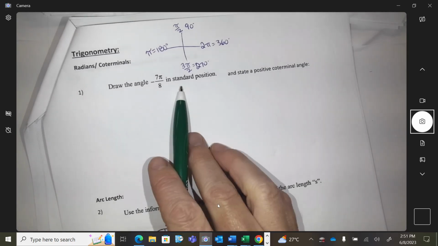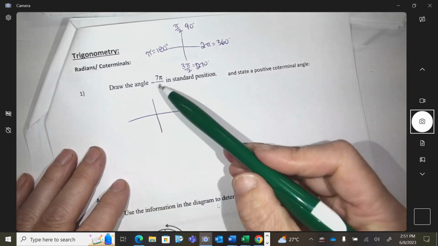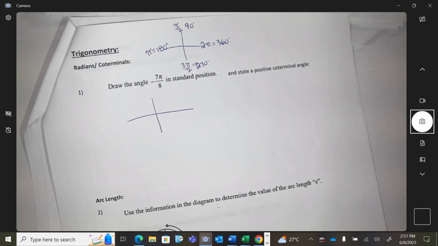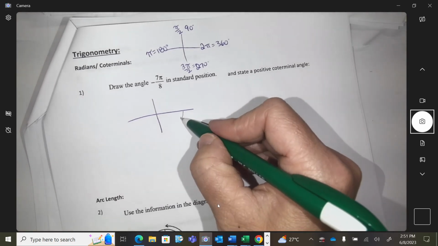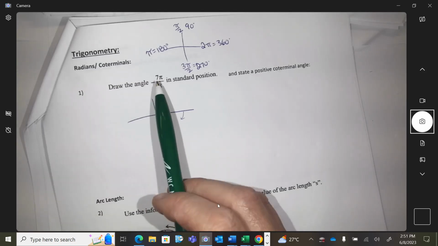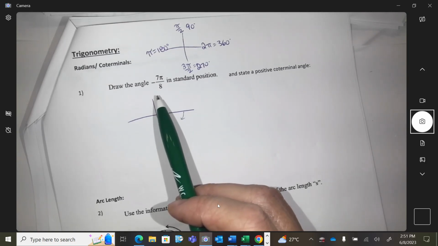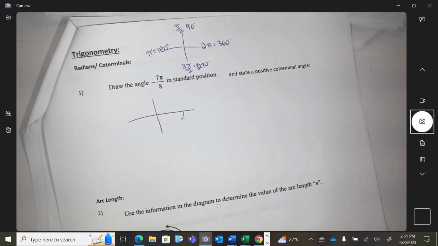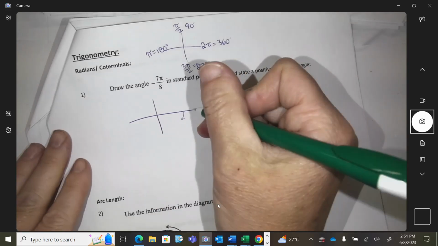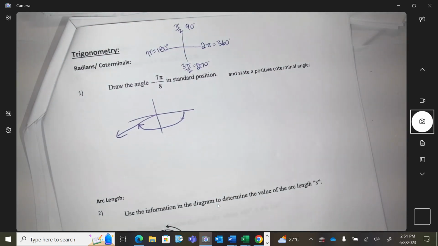Okay, so draw this angle in standard position. So first of all, what does negative mean in an angle? You're dropping. You're going backwards. Okay, would this make sense if I said 7/8 is pretty close to 8/8? 8/8 is a full pi. So we should do less than a full pi. I went 7/8 of a full pi. Does that make sense of my strategy there?